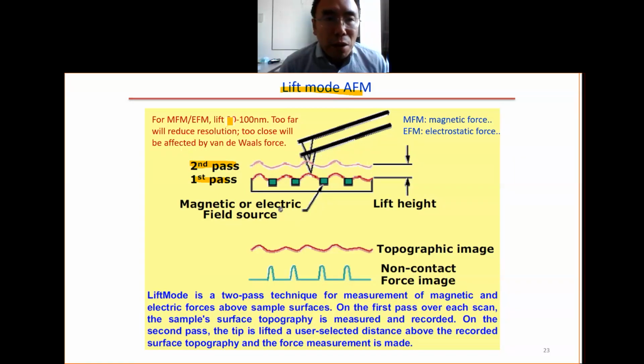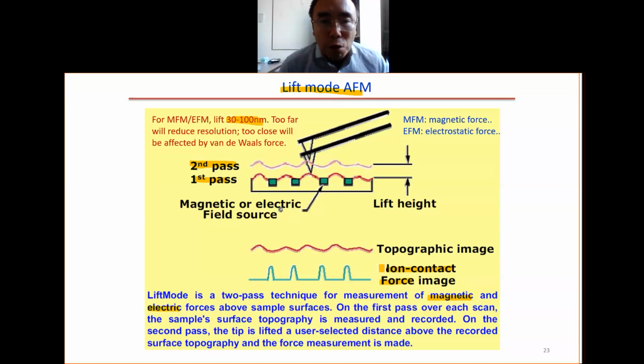The lift height is about 30 to 100 nanometers, but at least it should be more than 10 nanometers. When it is more than 10 nanometers, you can avoid the van der Waals force. In the lift mode, we no longer feel the van der Waals force and the contact force. What we feel is the non-contact force, including magnetic force or electrical forces.